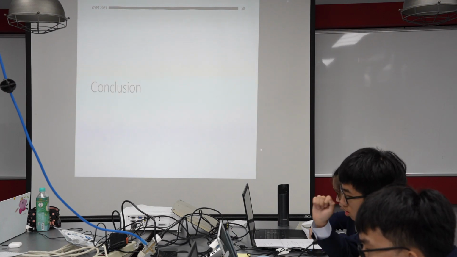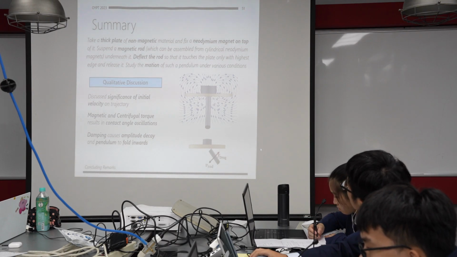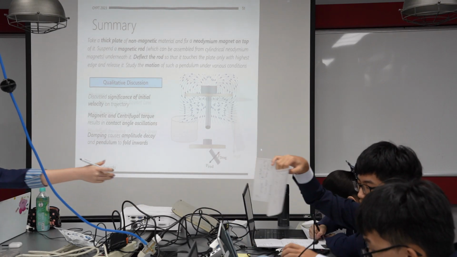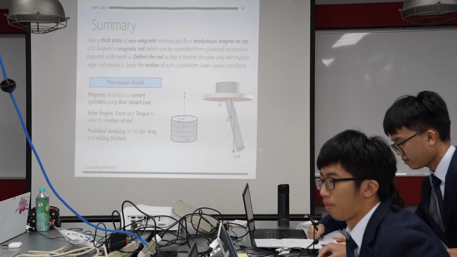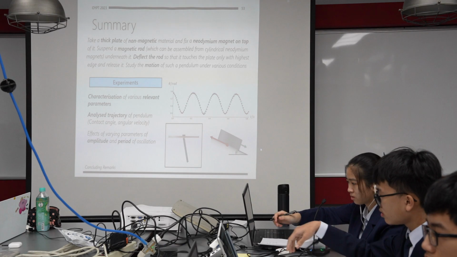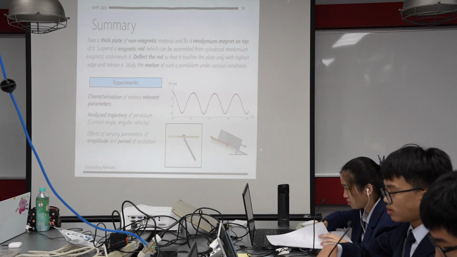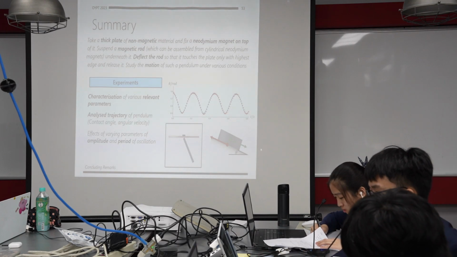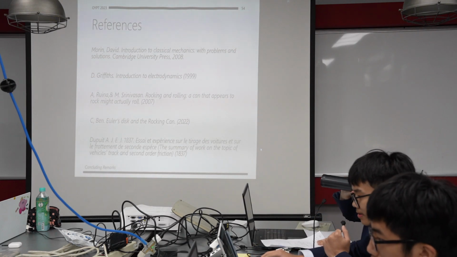To summarize my report, I have firstly qualitatively discussed the importance of the initial velocity or trajectory, the causes of contact angle oscillations, along with damping. Quantitatively obtained the equation of motion of the rod while modeling damping and considering rolling friction and drag, and experimentally investigated numerous relevant parameters like plate thickness, number of magnets, and initial angular velocity on the amplitude of oscillations and the period of oscillations. I have also characterized numerous relevant parameters to obtain these fits. Here are my references. Thank you.